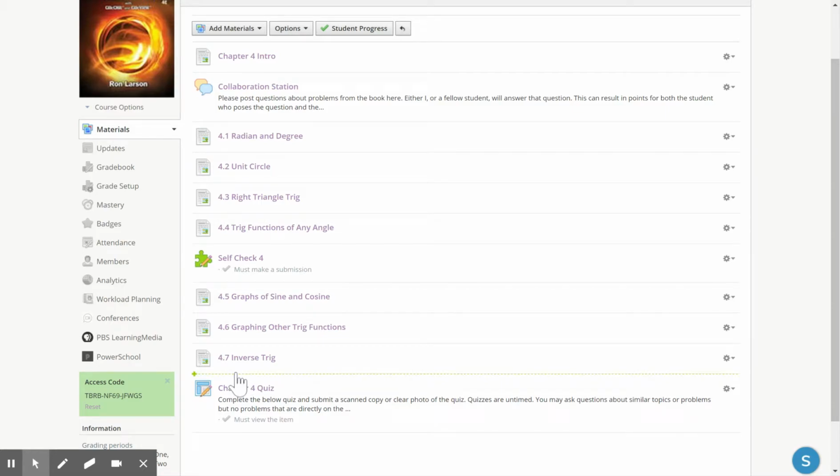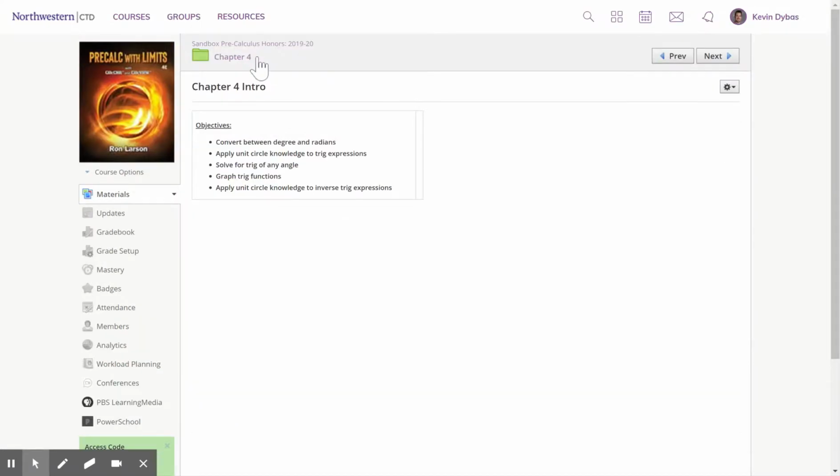There is a 4.8. I don't have a video that goes with it, but in section 4.8, you're just talking about sort of modeling and applying what you've learned throughout this to some of those word problems, some of those real life examples. Notice in here you have that self-check, you have a quiz at the end of the chapter, and then once again you have that collaboration station, which I really encourage you to use in order to really work with other students, hear some explanations that aren't from me, and get some points along the way.